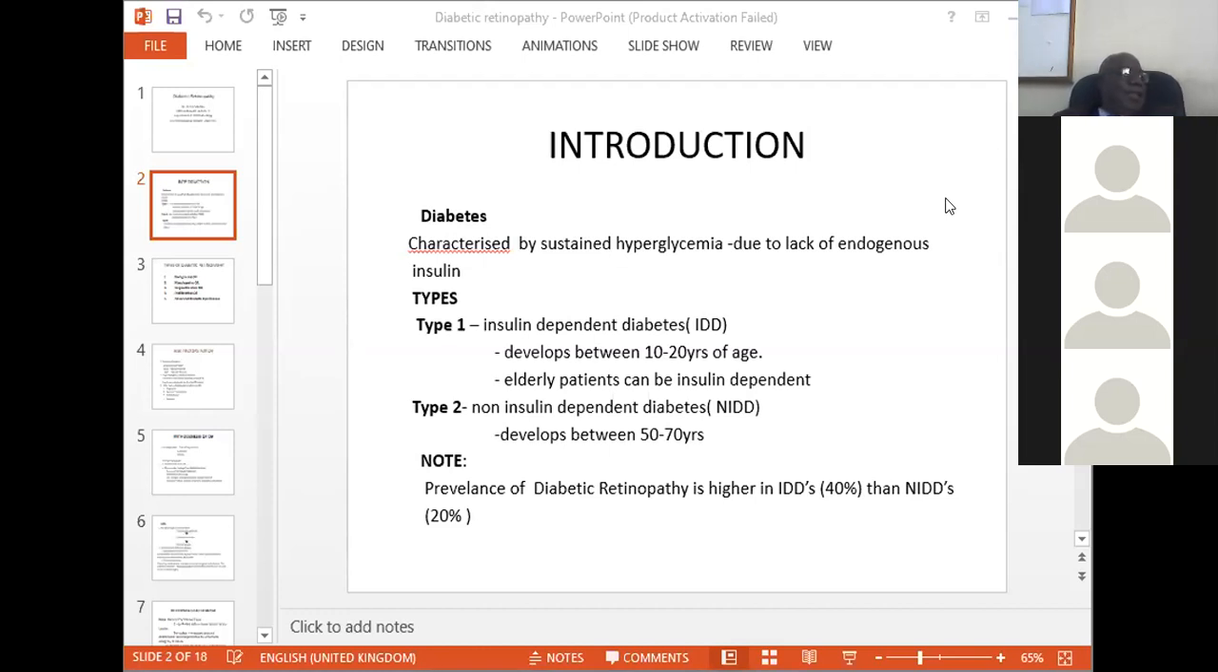There's one more question here. What is pre-eclampsia? Pre-eclampsia. This is a disease in expecting ladies.